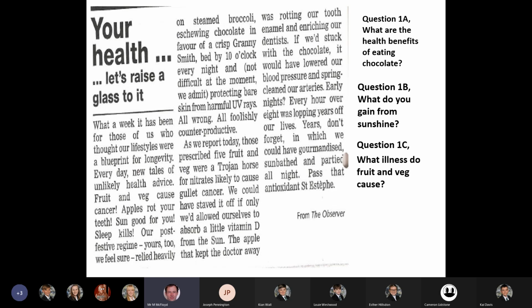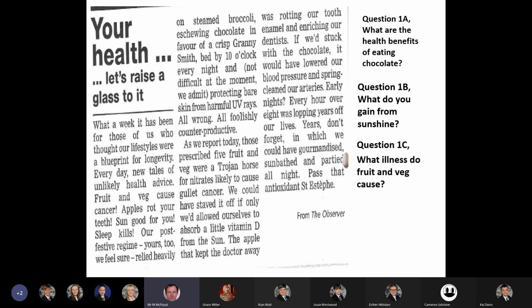Looking at the evidence so far then, Cameron would now be on course to get a grade 5 from this question, as he's currently answered 2 of the possible 3 questions correctly. Question 1c, and may I politely request Cameron does not write it in the chat on this occasion. Question 1c, what illness do fruit and veg cause?